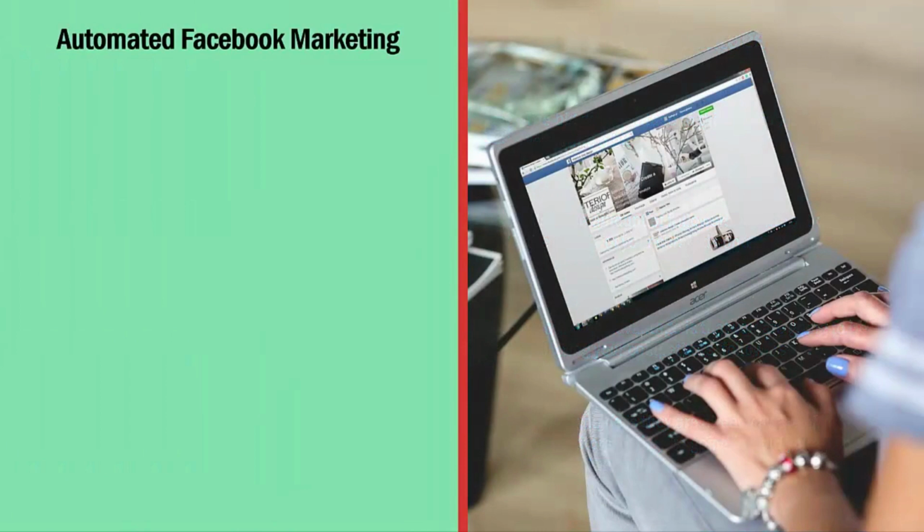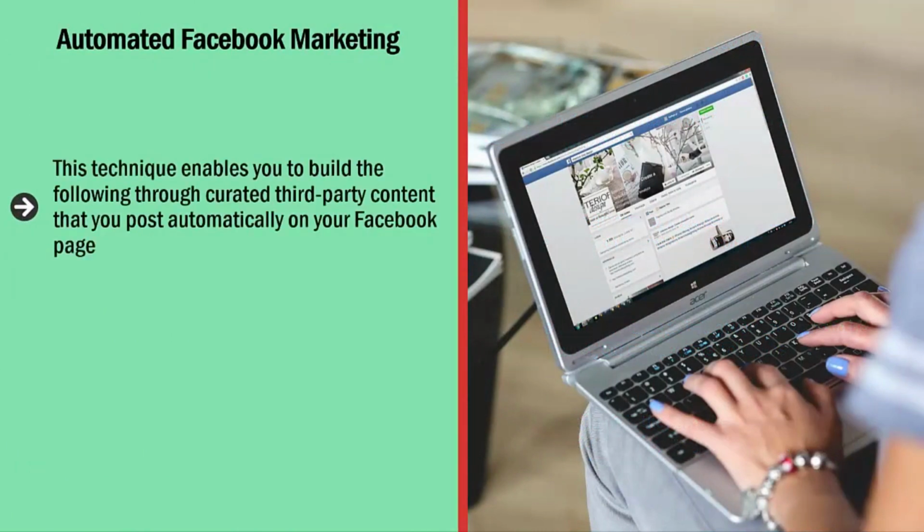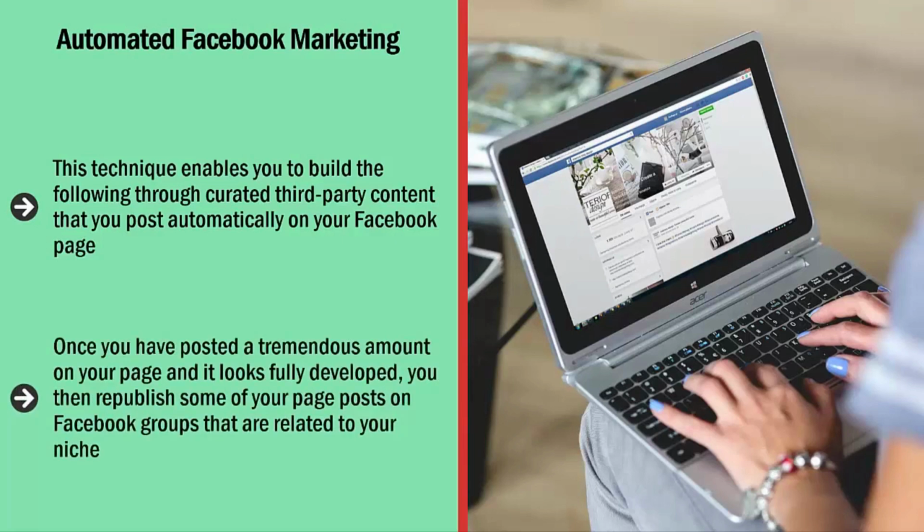Automated Facebook marketing. This technique enables you to build a following through curated third-party content that you post automatically on your Facebook page. You simply set up software to keep publishing this third-party high-quality niche-specific content on your page. This establishes you as some sort of authority in your niche. Once you have posted a tremendous amount on your page and it looks fully developed, you then republish some of your page posts on Facebook groups that are related to your niche. If you do this enough times and you don't get banned, you build an organic following.